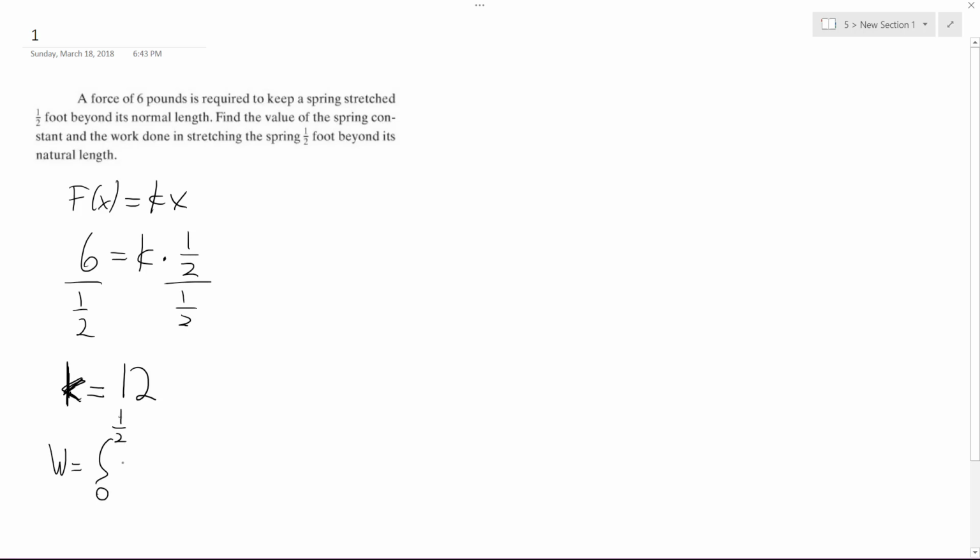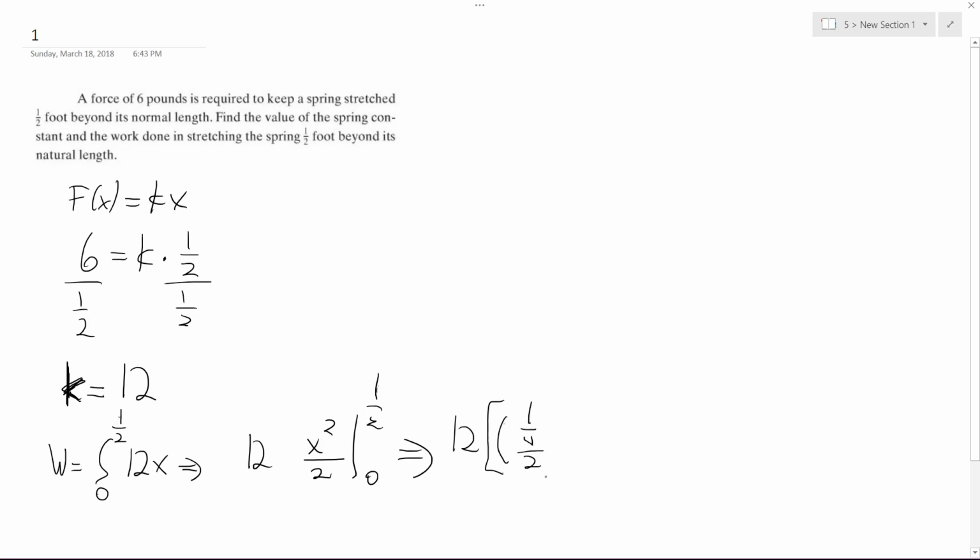to 1/2. We're going to integrate the force and the distance. So what we end up with is 12 and then times, or just the k constant and then x. So this ends up being, well, 12 and then x squared over 2 from 0 to 1/2. And what we end up with is 12 times quantity. And then 1/2 squared is 1/4 divided by 2.